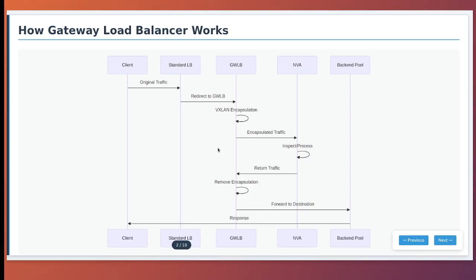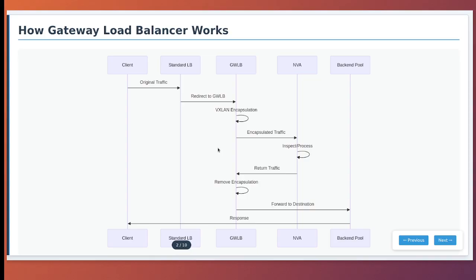Here is the flow. When traffic hits your standard load balancer or public IP that is chained to a gateway load balancer, the GWLB intercepts that traffic. It then encapsulates the original packets using VXLAN, adding a special header that preserves all the original packet information. This encapsulated traffic is then sent to one of your healthy NVA instances.